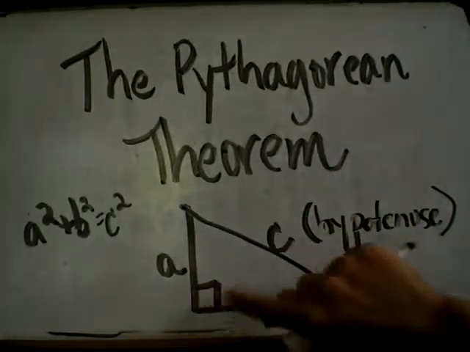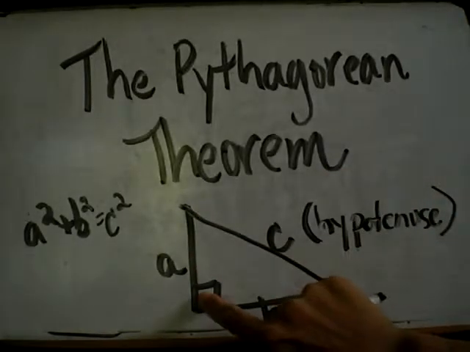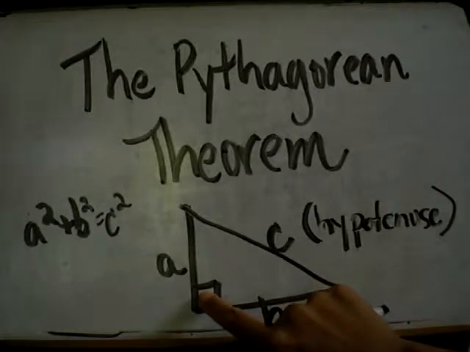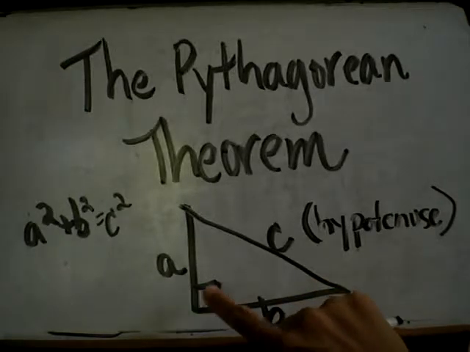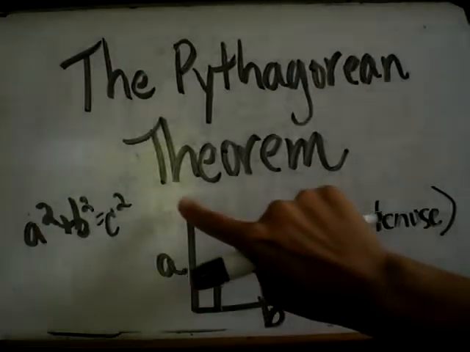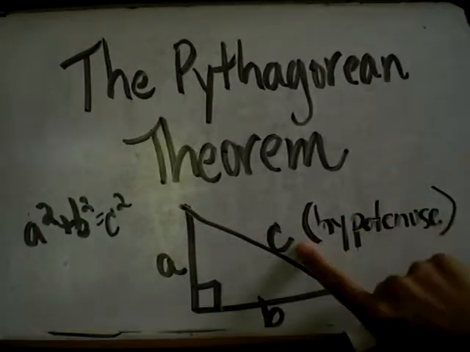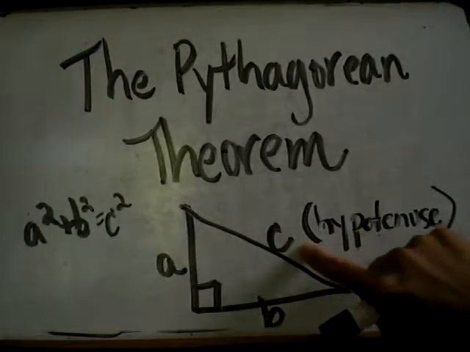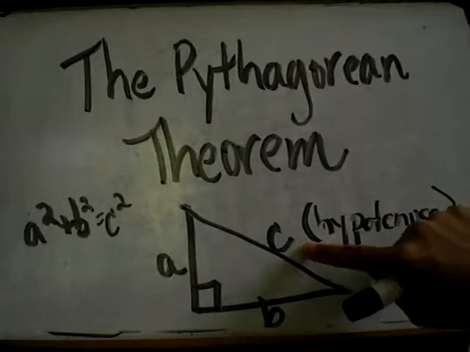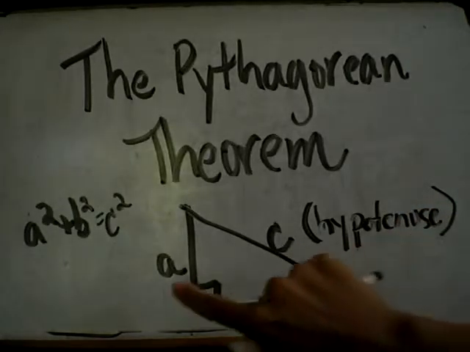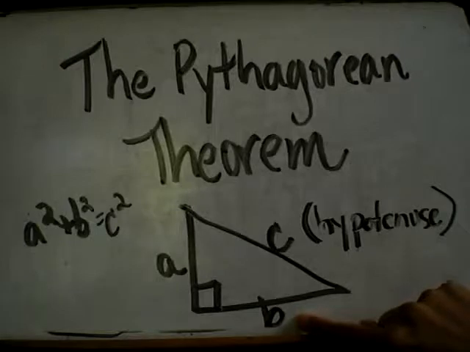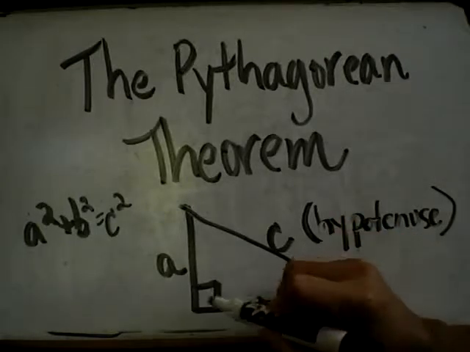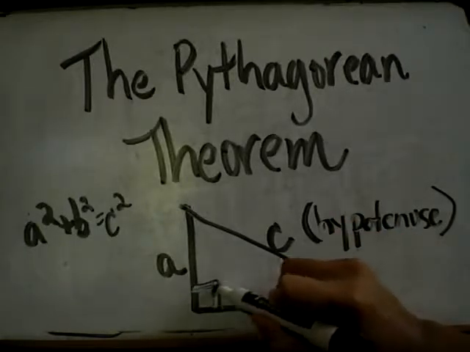So here's a right triangle. Here's a 90-degree angle. Now, the side that's opposite the 90-degree angle, which is this side, that's C, called the hypotenuse, and that's always going to be the longest side of a right triangle. And then you've got A and B, which are adjacent to this right angle.